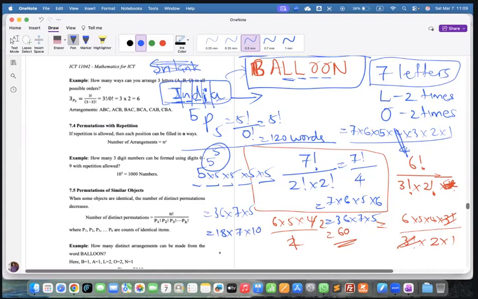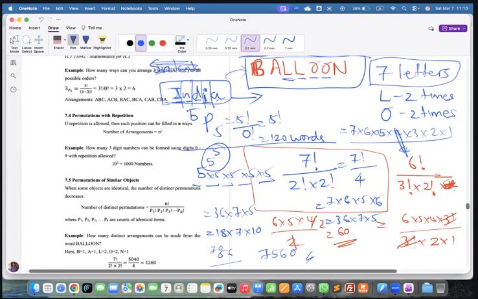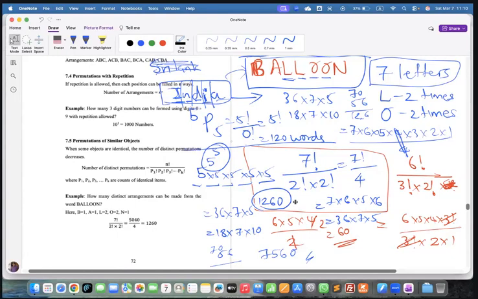Sorry, I made a mistake. You can find out the answer. 36 into 7 into 5. So 36 we can write as 18 into 2, 18 into 7 into 10. So 18 into 7, 70 plus 56, how many? 126, right? 126 into 10. 1260 words we are making. So this is how we can find out the answer for this type of question.